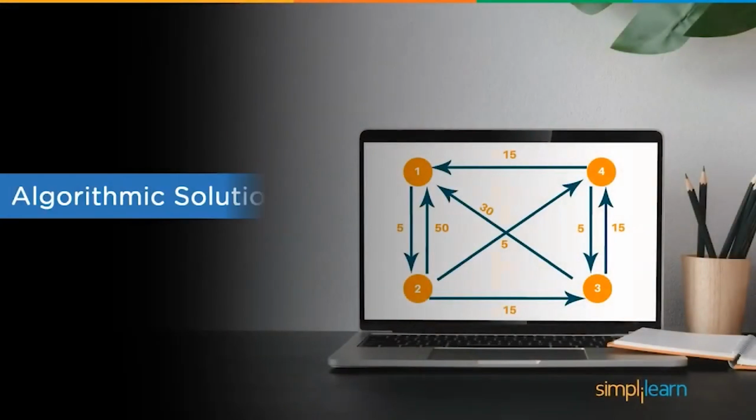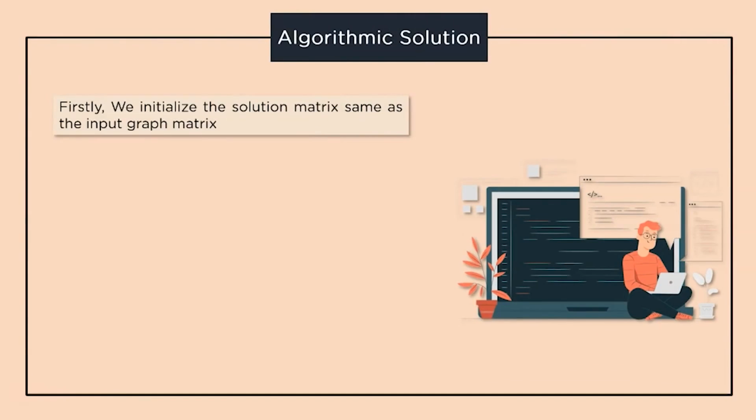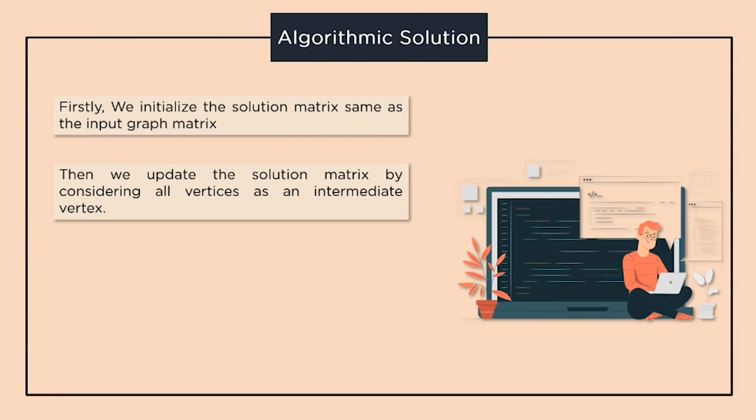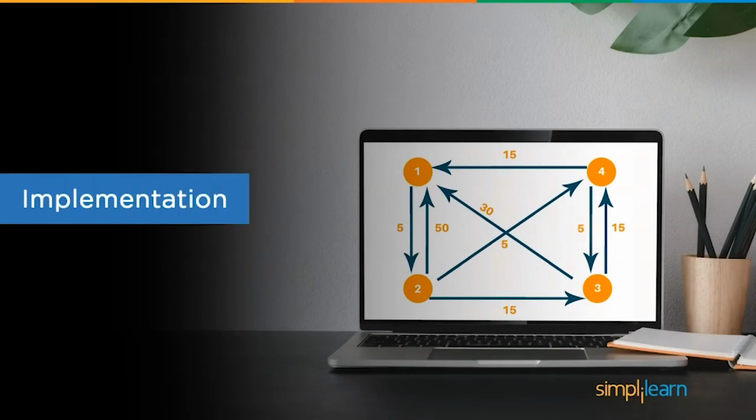Now, let's discuss the algorithmic solution to the all pairs shortest path problem. First, we will initialize the solution matrix the same as the input graph matrix. Then, the solution matrix is updated by treating all vertices as intermediate vertices. Our main goal is to pick all vertices one by one and update all shortest paths that involve the picked vertex as an intermediate vertex. We have now discussed the Floyd-Warshall algorithm and the algorithmic solution to the all pairs shortest path problem. Now, let's implement this solution in the code editor.